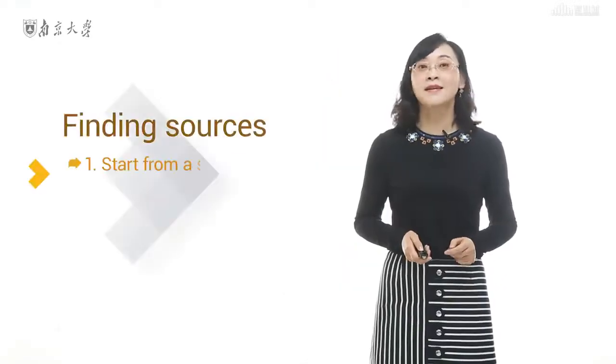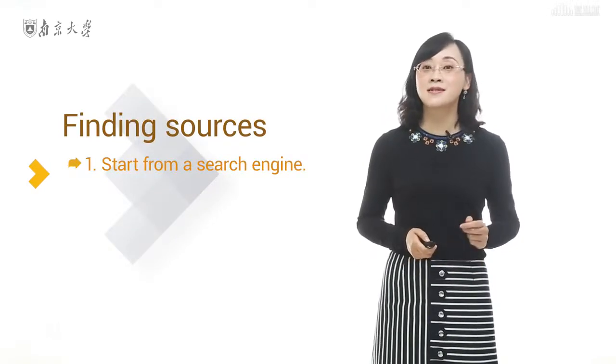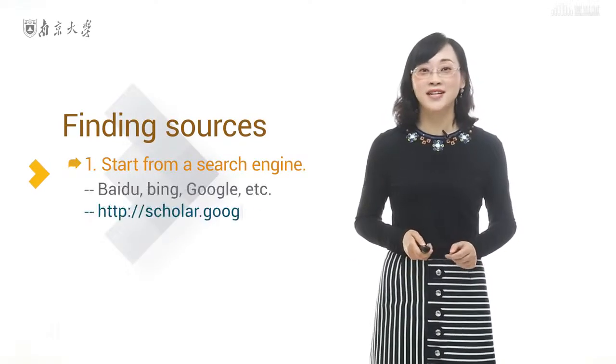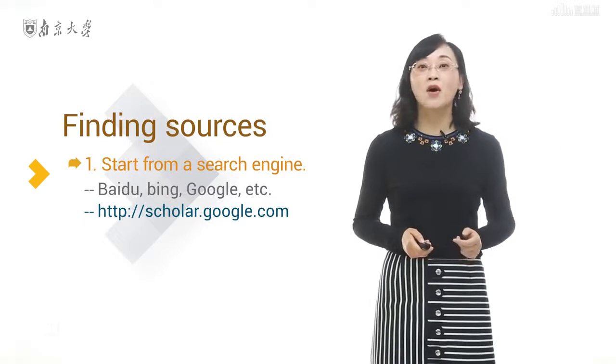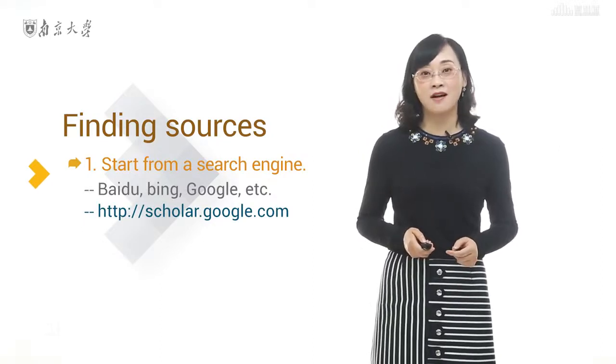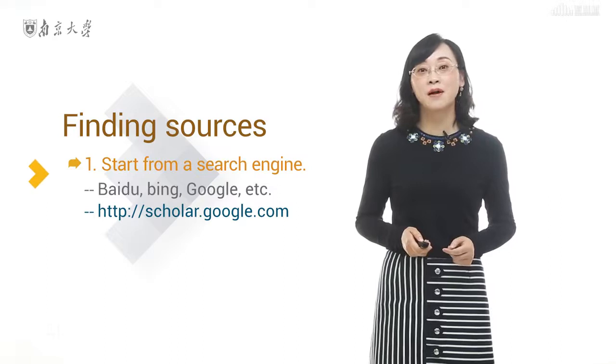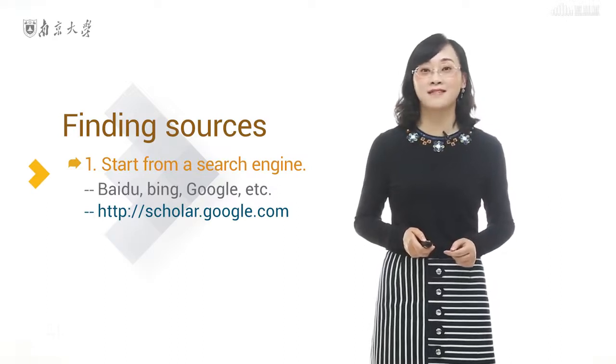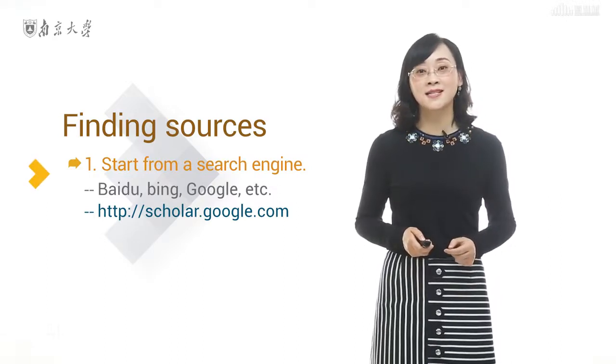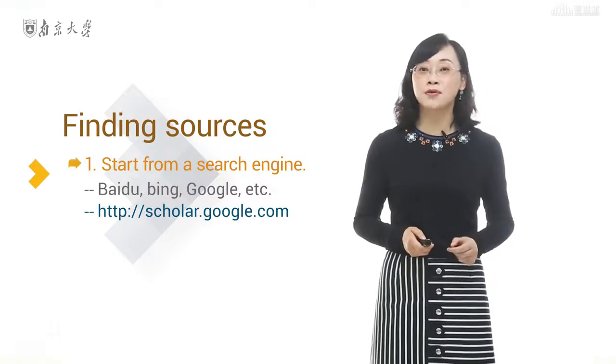In the next part, let's see how to access sources for your research papers. Suppose you are assigned a research topic which is not familiar to you. You may, step 1, start from a search engine. Search engines such as Baidu, Bing, or Google are places to start when you are first reading up on the assigned research topic. A great way to access academic papers is Google Scholar.